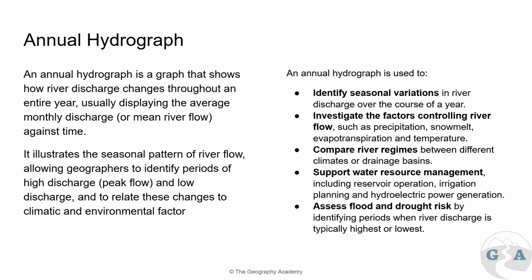The annual hydrograph then is a different idea. So we're looking over months, not just after one precipitation event. The idea is that we can see seasonal changes, we can understand what to expect, and we can compare it with other river regimes, which is quite important, other drainage basins. And we can also assess then flood risk and drought risk.